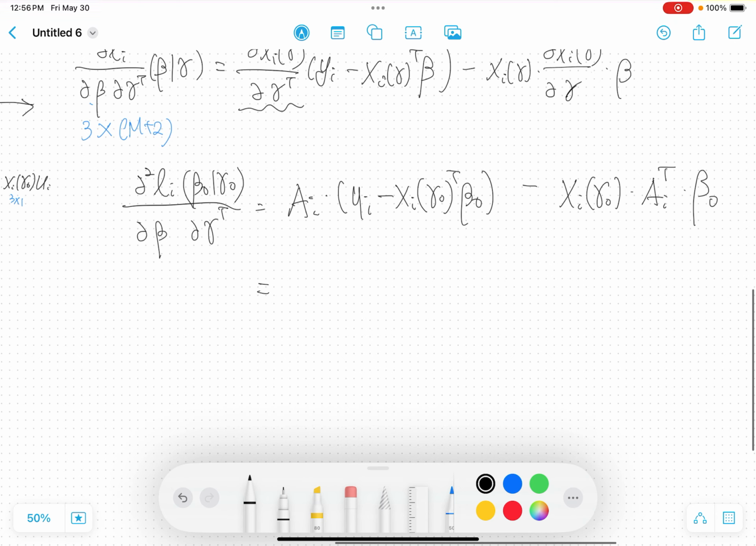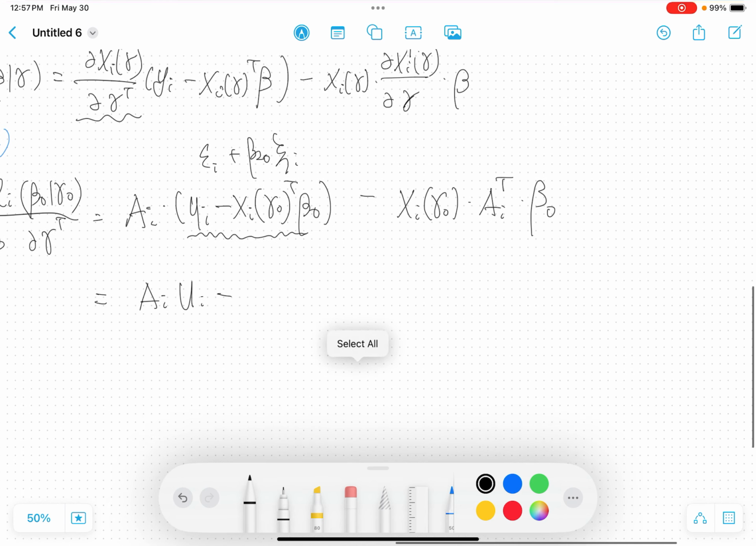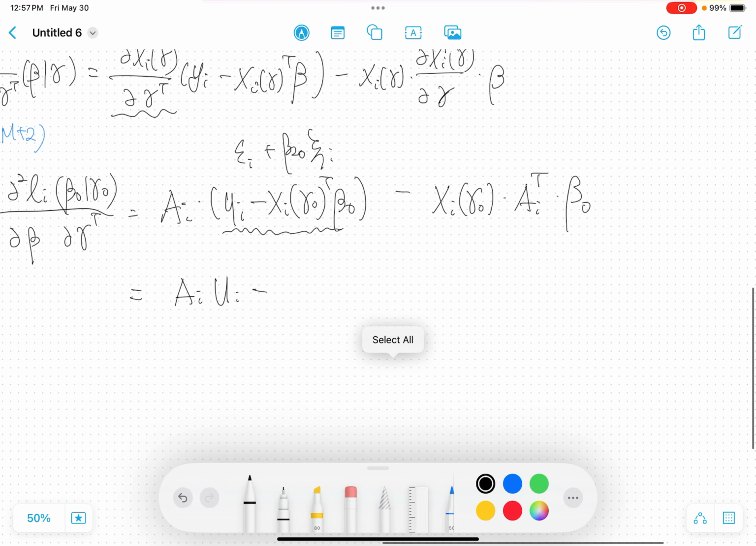And we know this part is ui. We defined ui: this is epsilon i plus beta 2 0 psi i. So it will be ui. And minus this part will become xi gamma 0 AI transpose beta 0. Okay, that's what we get here.